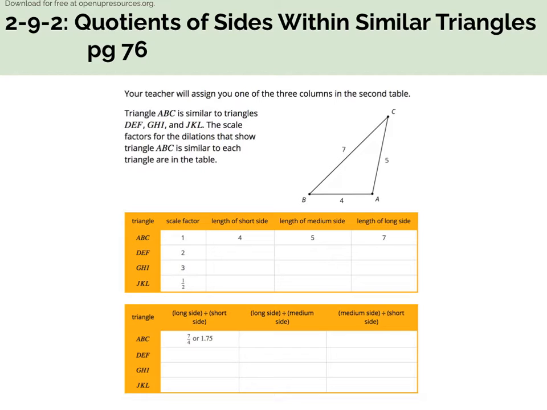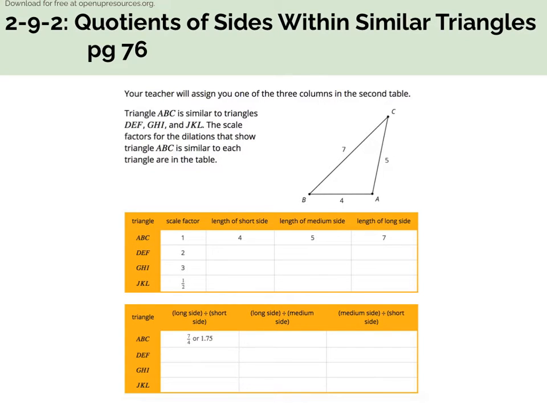The scale factors are the dilations that show. So we have our scale factors: 1, 2, 3, and then 1/2. And then we have triangle ABC. We have the length of the short side, the length of the medium side, and the length of the long side. Then we're going to find the sides of all of these with this scale factor. So grab your calculator, and we're going to do that.